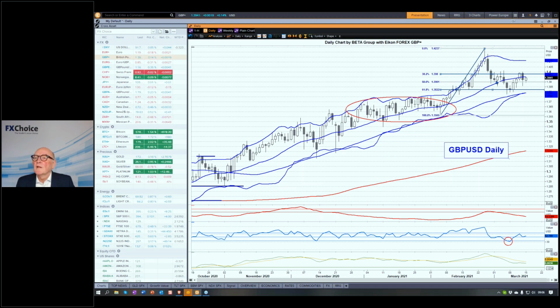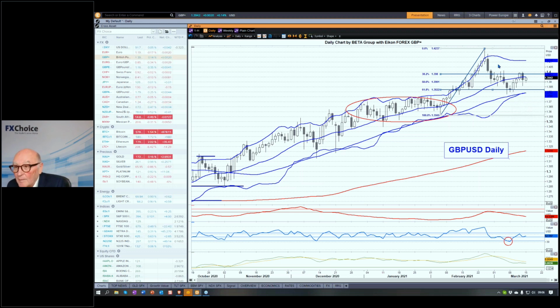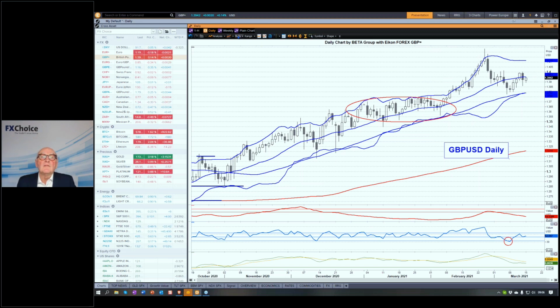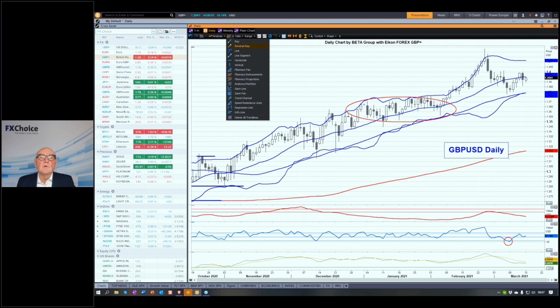It looked as though it was holding here, I must be honest, but then it lurched down to the next level, which was here, and now it's on its way up again, I believe. And I'll be doing this now. I'm going to do a projection because I think we've completed a pullback swing and we're ready to move ahead again.